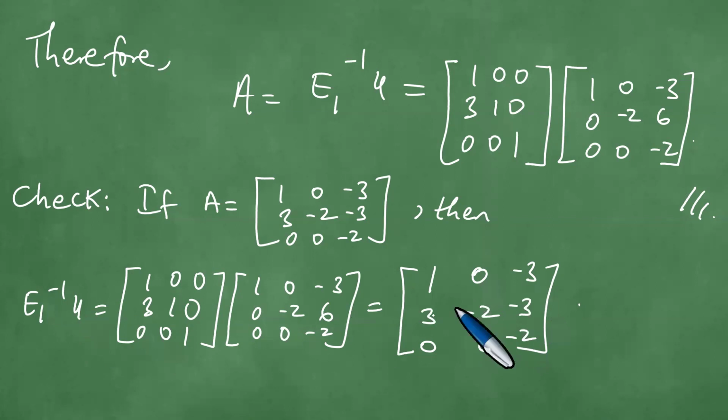Now, we know therefore that after the multiplication of E1 inverse and U, we are able to get 1, 0, -3, which is the first row of A, and the second row is the same as the second row of A. Therefore, this confirms that E1 inverse U is equal to the 3 by 3 matrix A, and therefore we have been able to solve this problem. We have been able to express A as a product of an elementary matrix and an upper triangular matrix, and we have managed to solve this problem step by step.